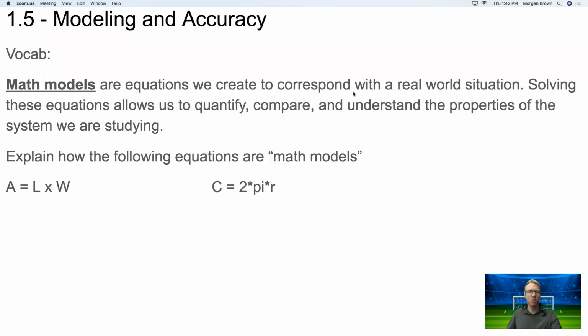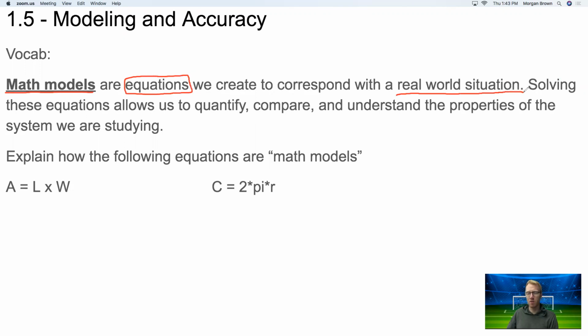All right, welcome to section 1.5, modeling and accuracy. So in this section, we're going to look at how we can use mathematics to create models for real world situations. So our first vocabulary word here, math models, is basically just going to be an equation that we create or that's given to us that corresponds to something in the real world.